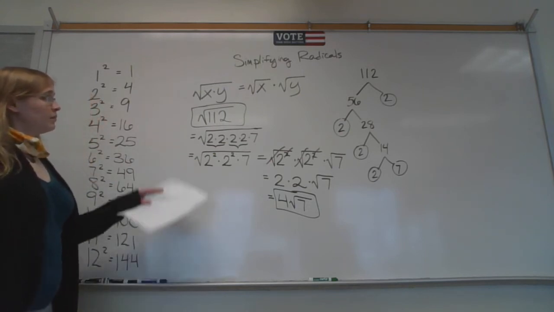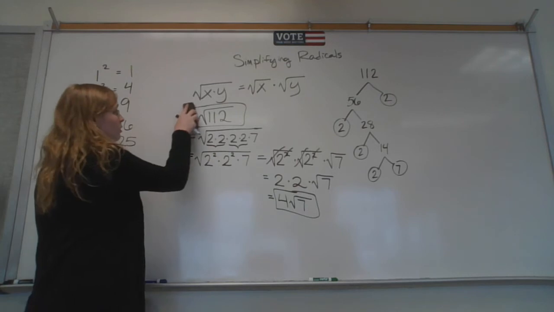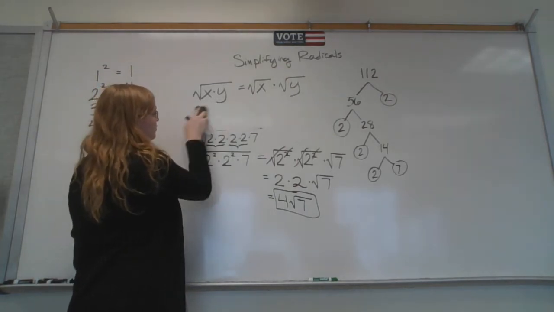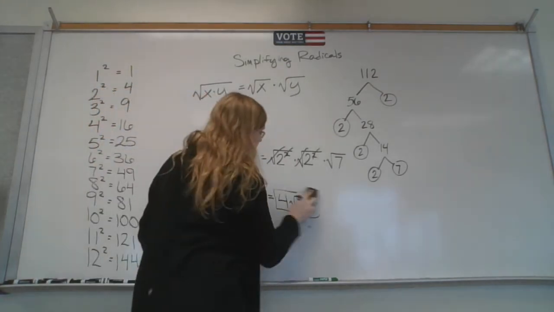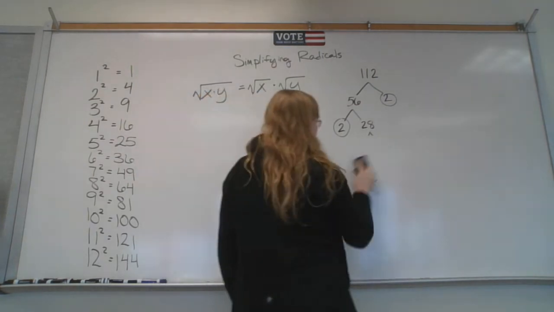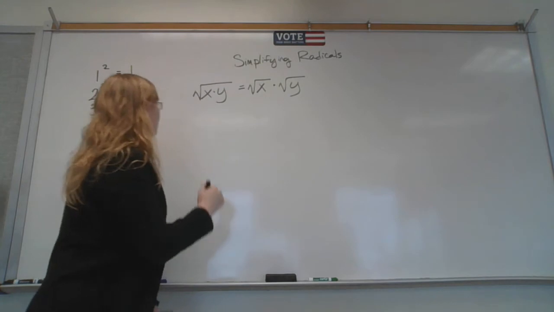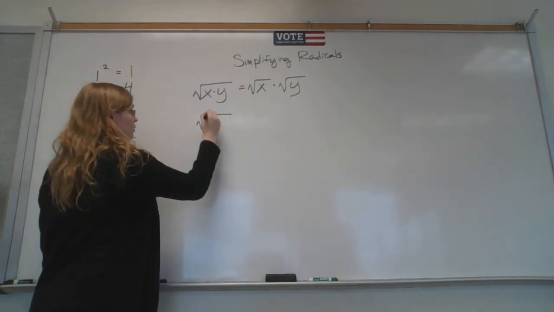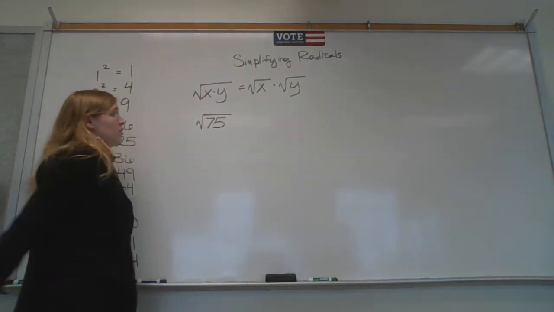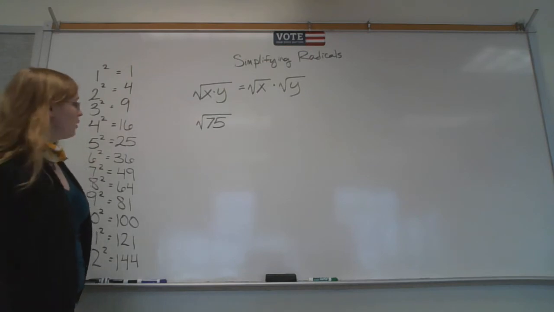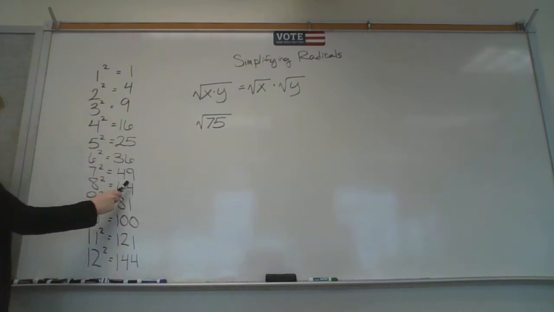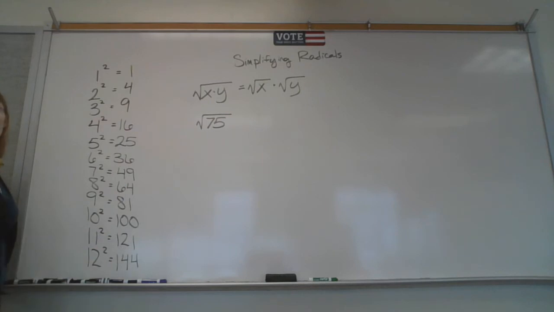So that's square root of 112. Let's keep going. Let's do square root of 75. Again, not a perfect square, somewhere between 8 and 9, right? 64 and 81.